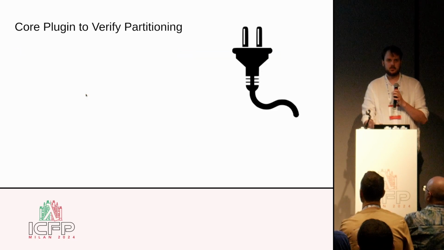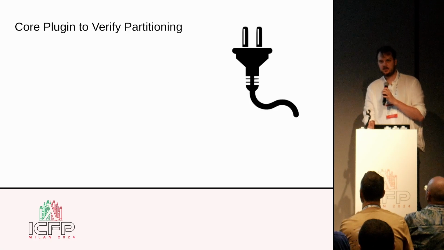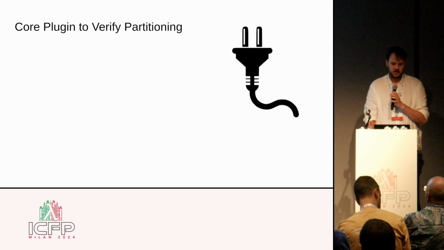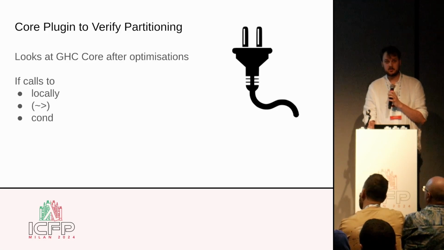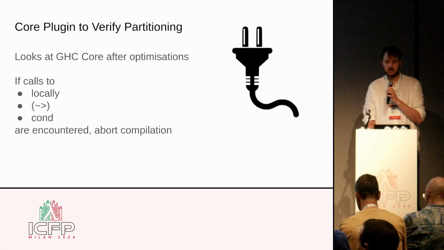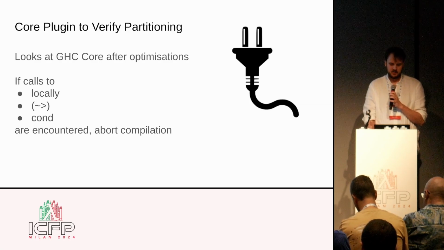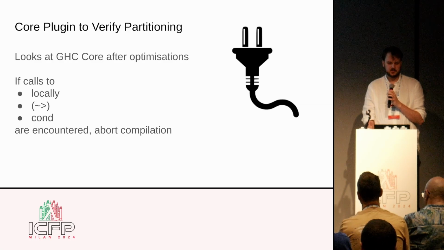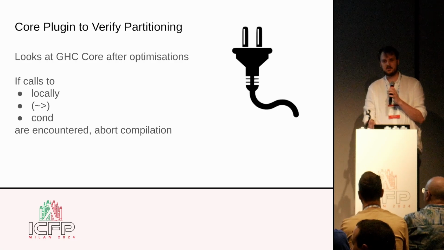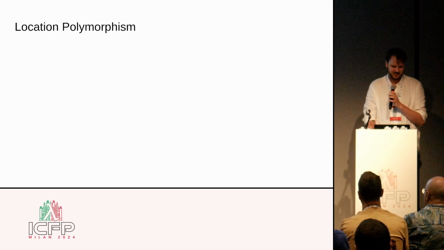So I wrote a core plugin that installs itself last, after all optimizations, just before code generation. It just looks for calls to these functions, and if it sees one of these functions applied to any parameters, it's just going to throw an error: partitioning didn't work, so try again. So that gives us some sense of confidence of whether this worked or not. We can also just run the code and see if it works, but this is a bit more, I'm not going to say stable, but yeah.